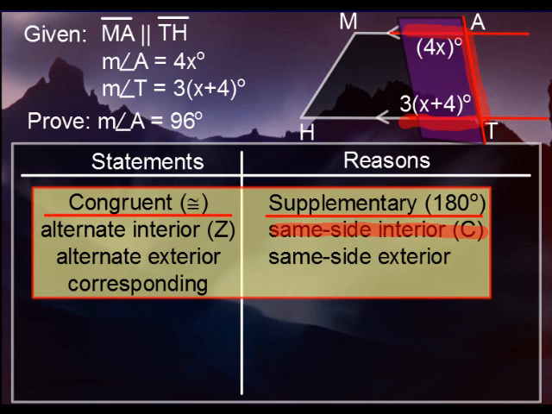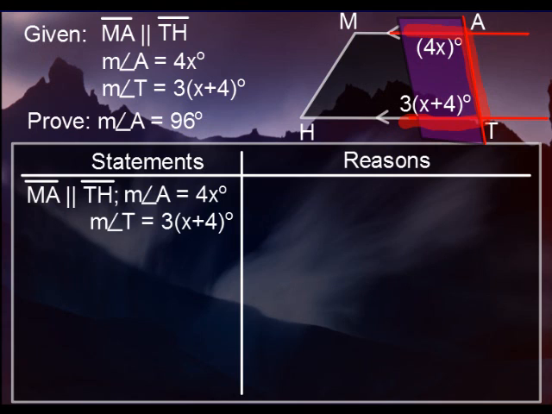So now we have an expectation of how to approach this problem. Now in a proof, we already have an idea of how to start this. We start with what's given. So we know that this is the beginning. We also know the ending too, that angle A is going to be 96 degrees. So let's worry about the middle. Now since we just established that these two angles are supplementary, that means you're going to have to add them up. So let's take angle A and add it to angle T.